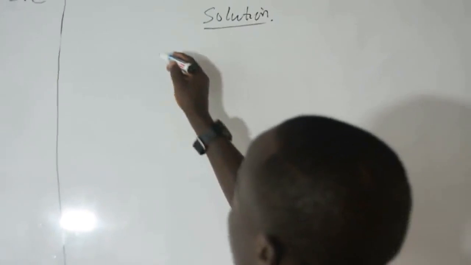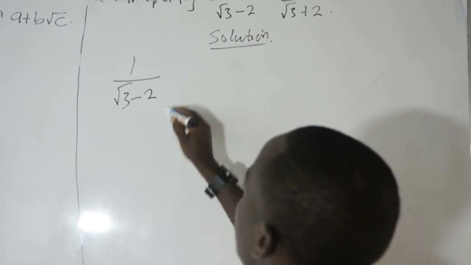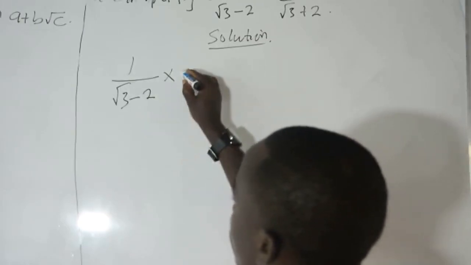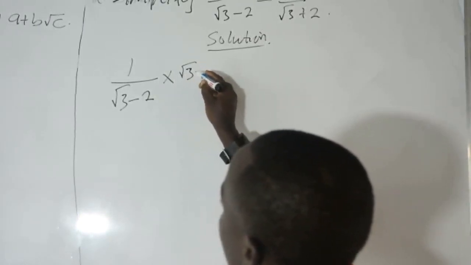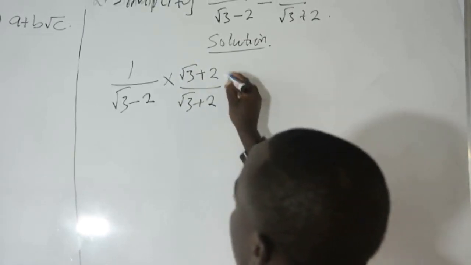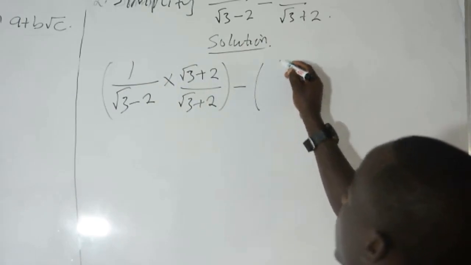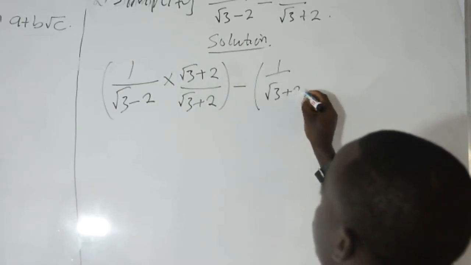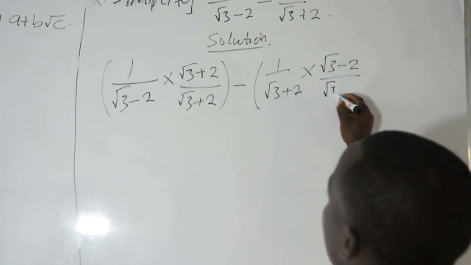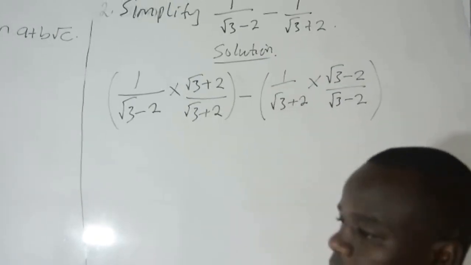Okay? So I will pick 1 all over square root of 3 minus 2. Then to rationalize this, the conjugate of root 3 minus 2 is going to be what now? Root 3 plus 2 divide root 3 plus 2. That is the first part here. Then minus the second part, I have 1 all over root 3 plus 2. To rationalize this, the conjugate is what now? Root 3 minus 2 over root 3 minus 2. Okay, so I'm rationalizing each of them separately.